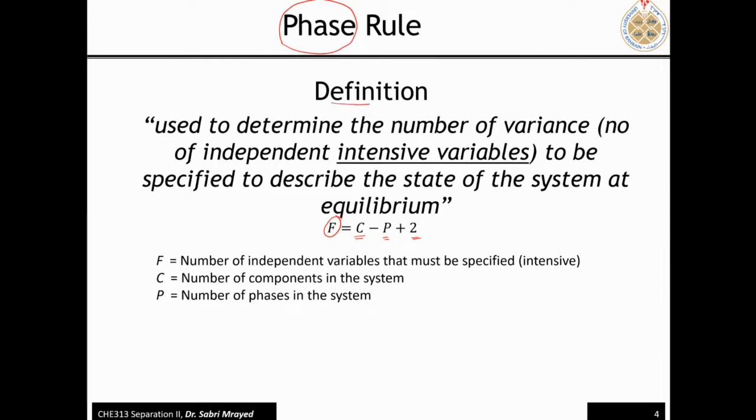So it's used to determine the number of variance, the number of independent intensive variables. Intensive means temperature, pressure, and composition, to be specified to describe the state of the system at equilibrium. So we are talking about a system which is at equilibrium, or a system that we assume is going to be at equilibrium. F is the number of independent variables that must be specified, C is the number of components, and P is the number of phases in the system. The same equation we used before in Ching 111.